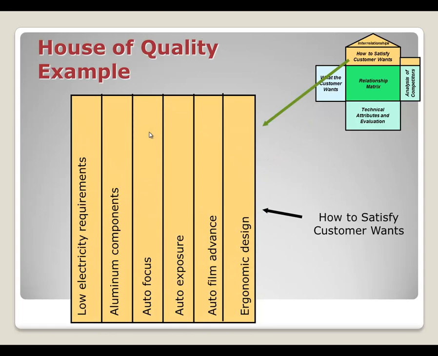We can also find how can we satisfy the customer wants through adding the proper functions to the camera. For example, low electricity requirements, aluminum components, autofocus. Like for the ease of use, you need it to be autofocus, auto exposure, auto film advance. All these will make it easy of use. And of course, the lightweight comes from the aluminum components. So we are trying to capture the requirements in the design specifications.